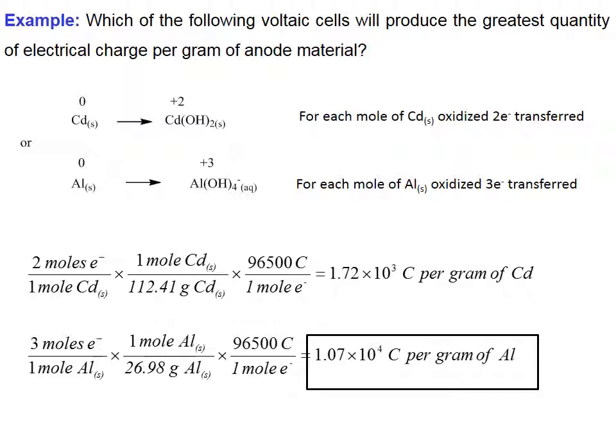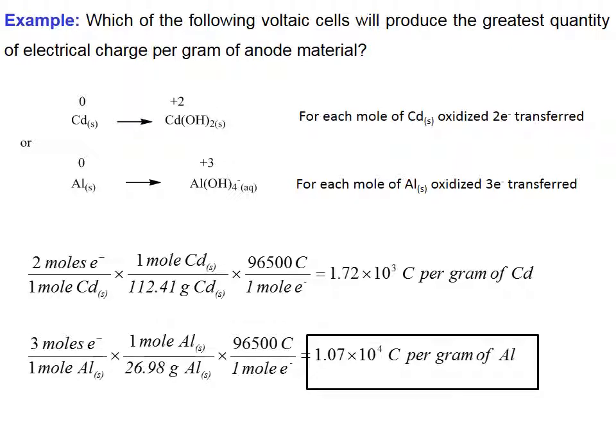So this is going to get me per gram of aluminum. And then here we've got 96,500 coulombs per mole, just Faraday's constant. That's going to get me the amount of charge transferred per gram of aluminum.